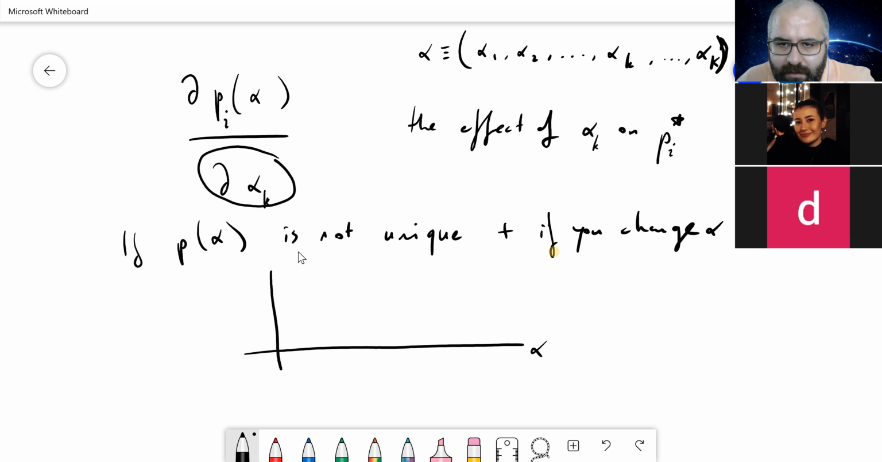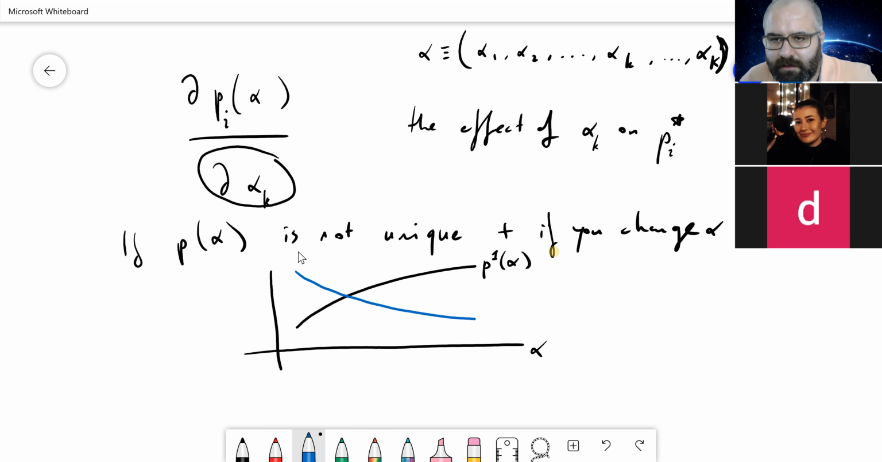How big is alpha? Let's say one of the solutions is P1 alpha, and the other solution is P2 alpha. Now careful, all of these are equilibria. This is P1 star, this is P2 star, and suppose that your alpha is here.